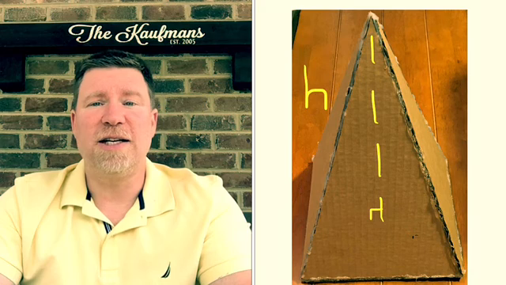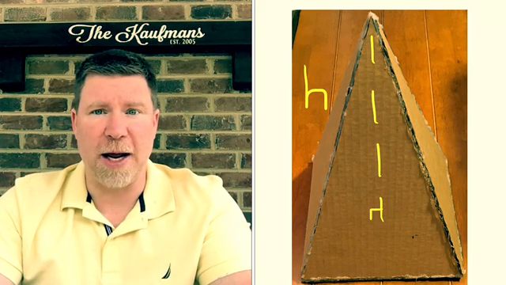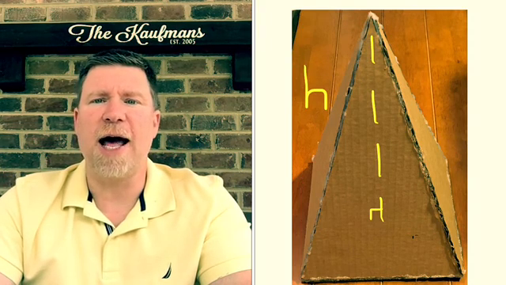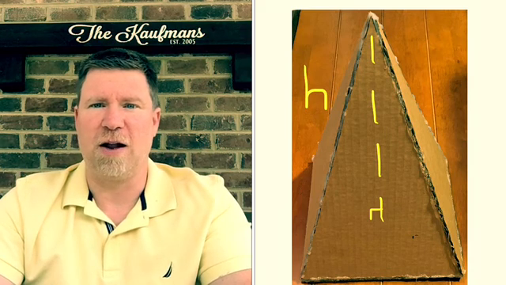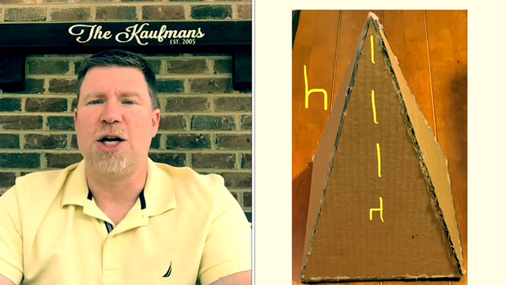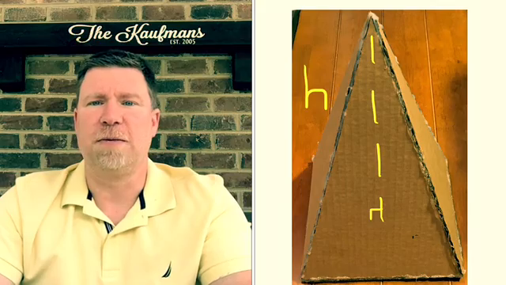The height is the distance from the apex straight down through the center of the pyramid to the base, which is different than the slant height. The slant height is along the surface of the outside of the pyramid, along the face. The height of a pyramid is from the apex straight down, vertically perpendicular to the base of the pyramid.